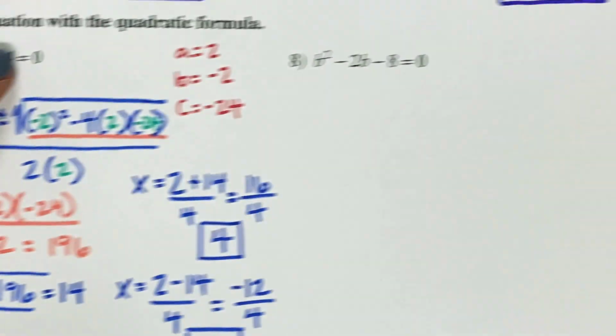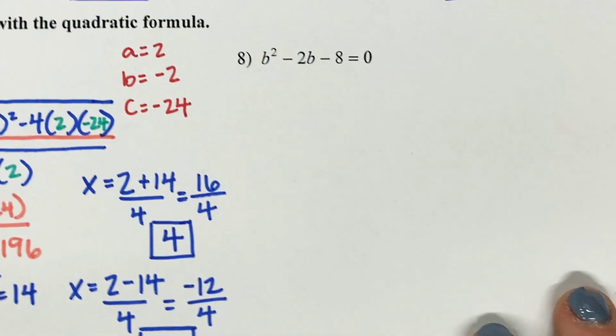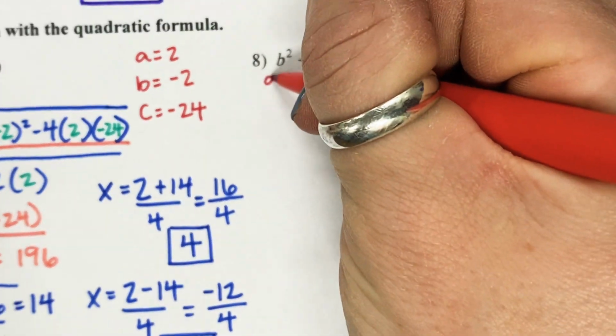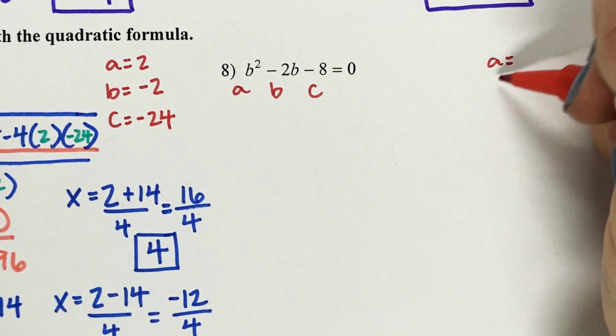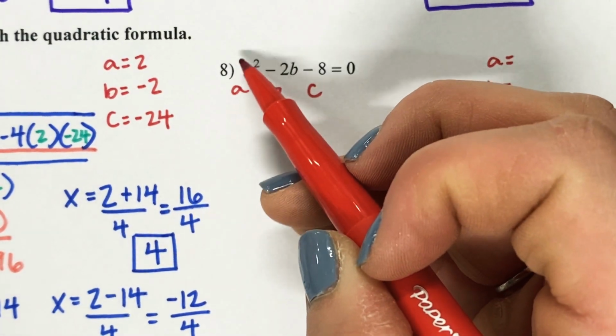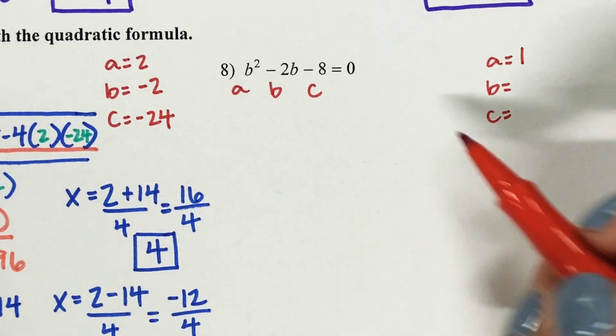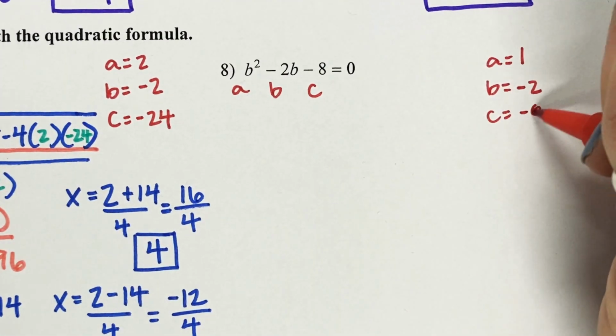So let's do that one more time. Last example, we have number 8. First thing we want to do, identify our A, our B, and our C. I know my A, which is right in front of the B, is just 1. My B is negative 2. And my C is negative 8.